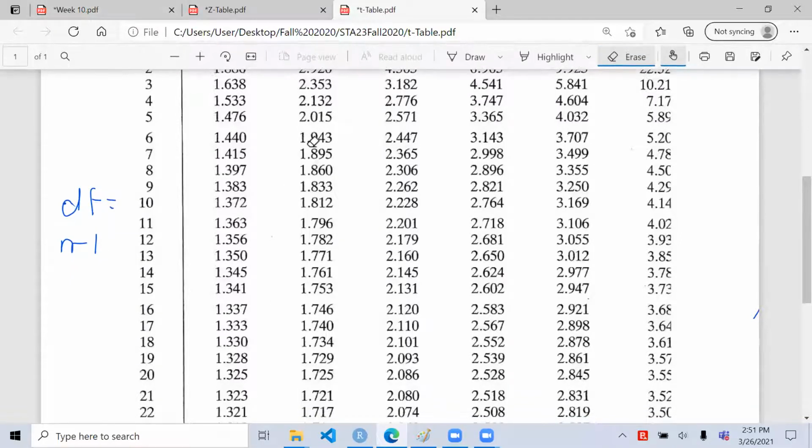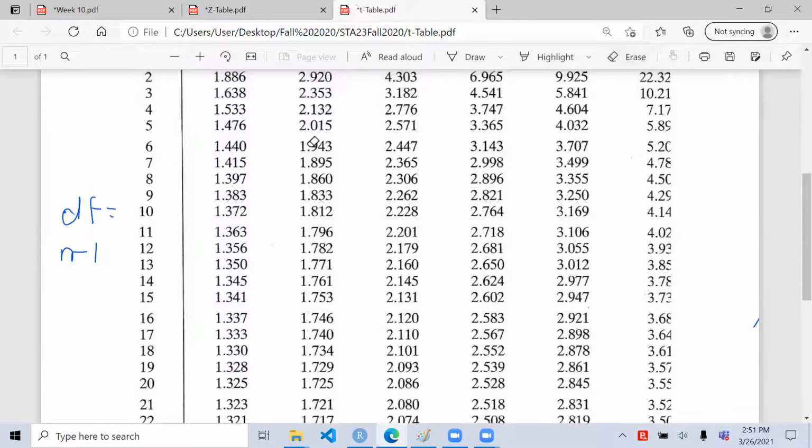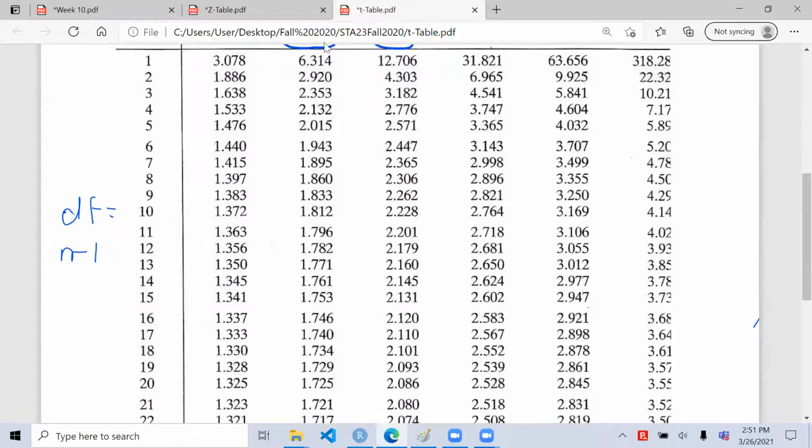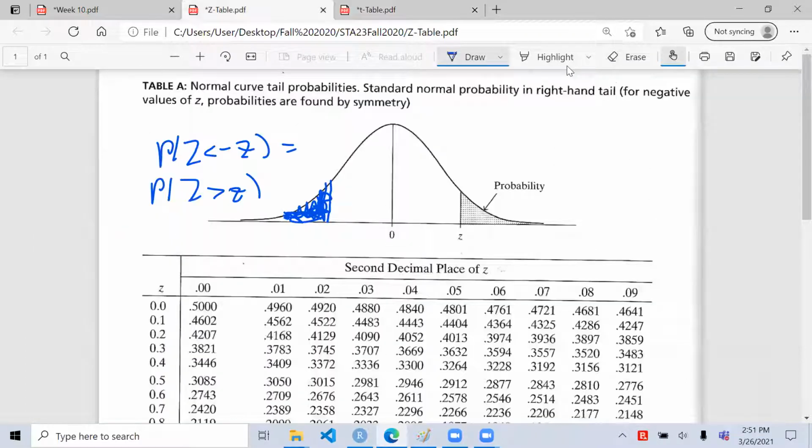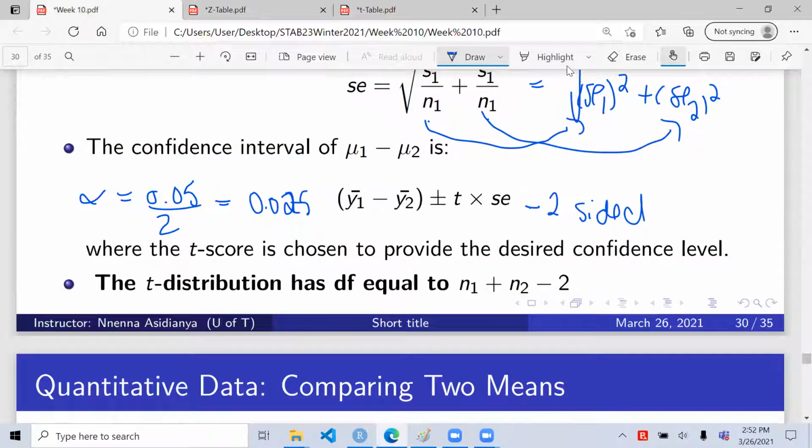Now, I will say that when you have two samples, the n depends on both samples. When you have two different samples, degrees of freedom is going to be equal to n1 plus n2 minus 2. Let me put it on paint. The reason why you have this n1 plus n2 minus 2 is because of the following.